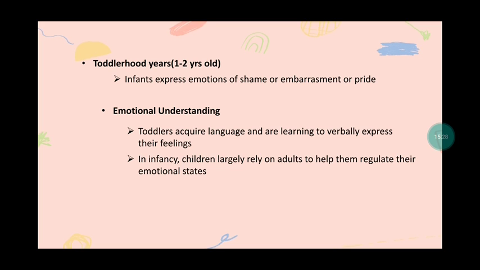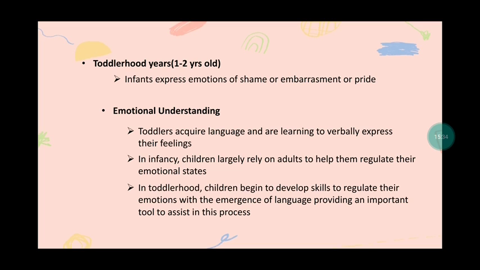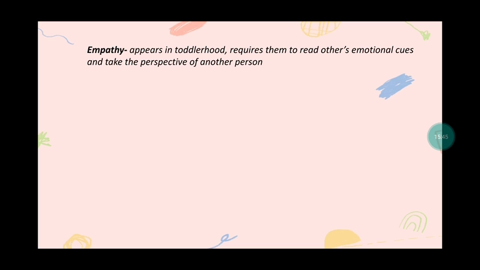In infancy, children largely rely on adults to help them regulate their emotional states. In toddlerhood, children begin to develop skills to regulate their emotions with the emergence of language, providing an important tool to assist in this process. Empathy appears in toddlerhood, requires them to read other emotional cues and take the perspective of another person.